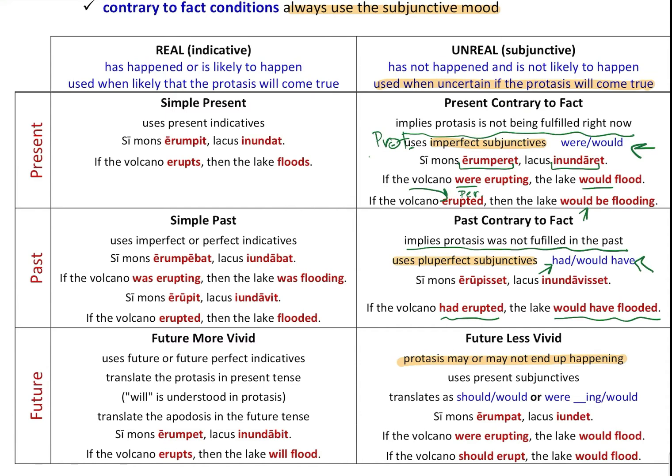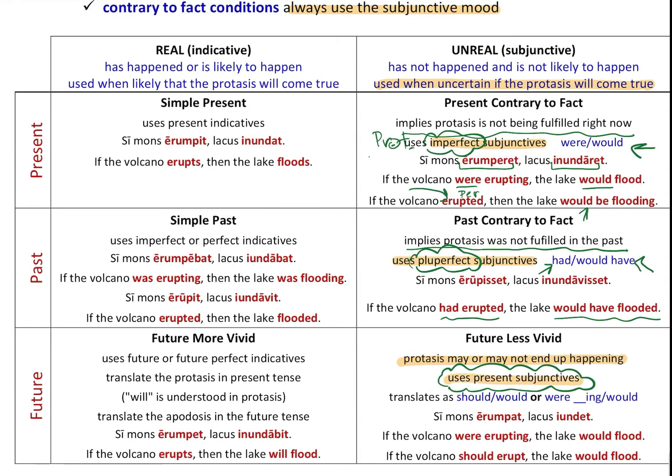So I can't see the future clearly. The weird thing is it uses present subjunctives. So do you understand that we have imperfect, pluperfect, and present. So we don't use future subjunctives. We don't use perfect subjunctives. We only have these three choices.